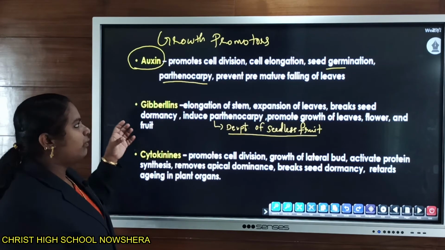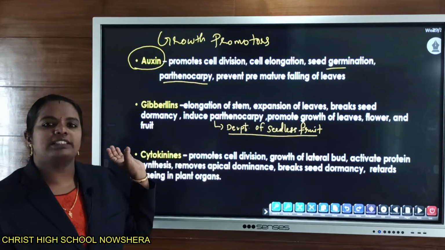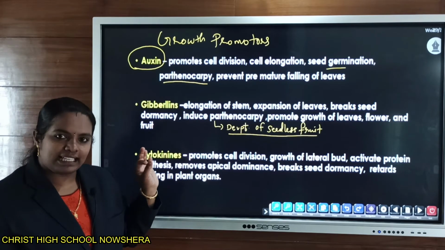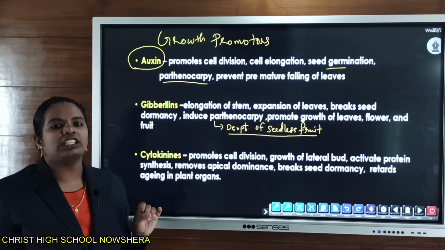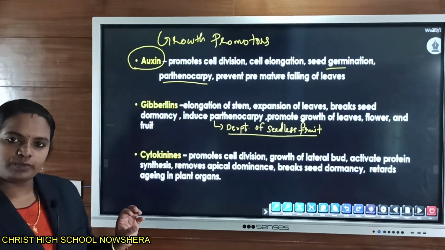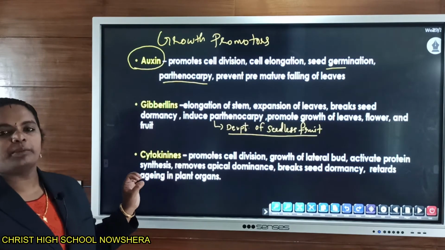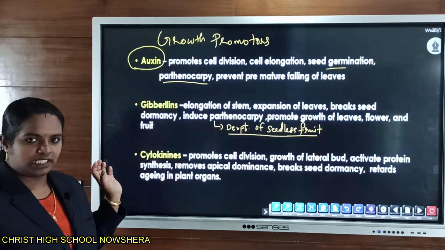So the main functions of auxins are to promote cell division, increasing the number of cells; cell elongation, increasing the size as well as length of the cell or plant body; seed germination, the process of germination; parthenocarpy, the formation of seedless fruit; as well as preventing premature falling of leaves. These are the important functions of auxins.